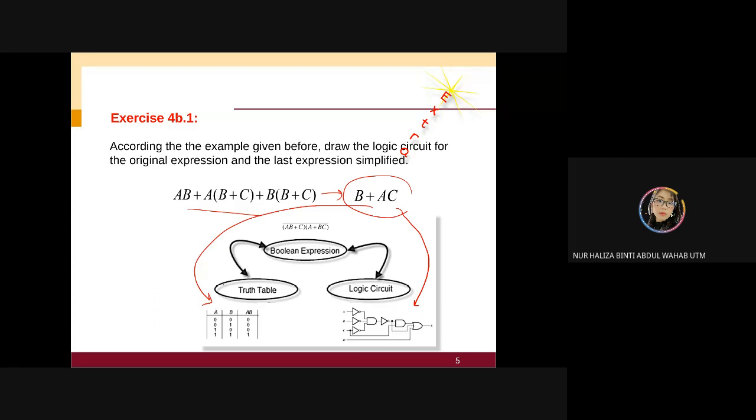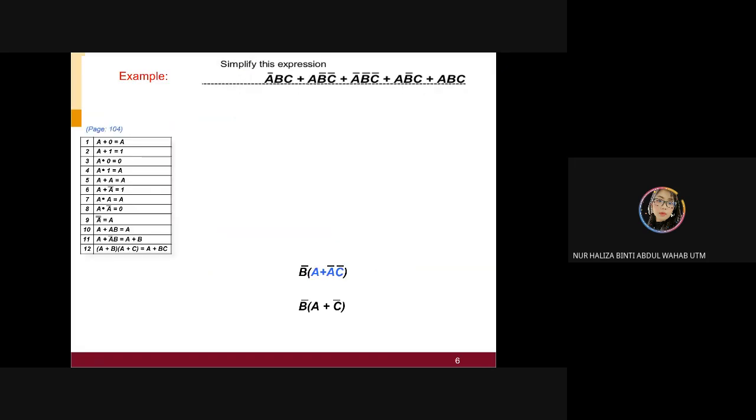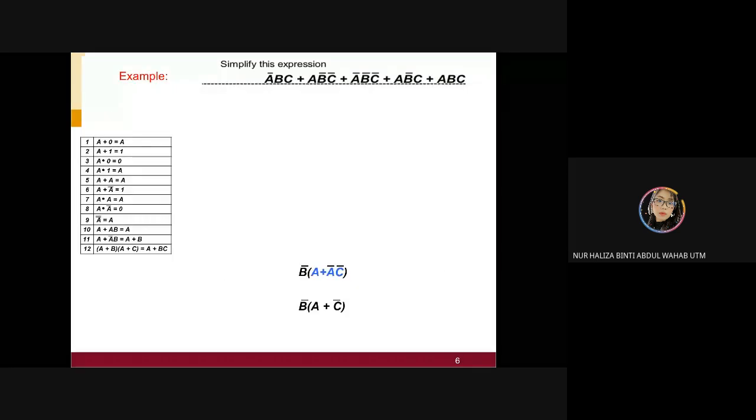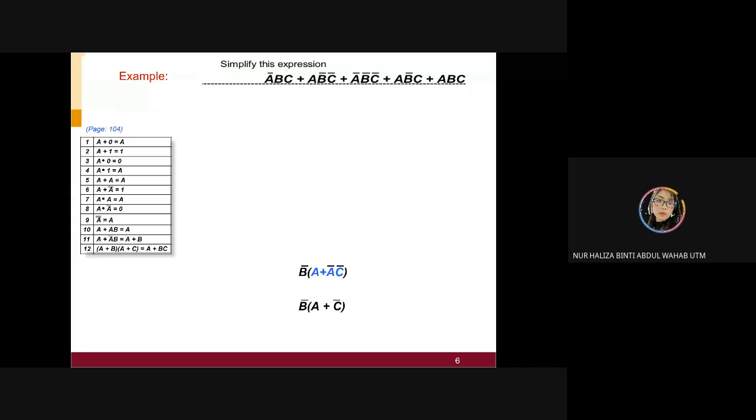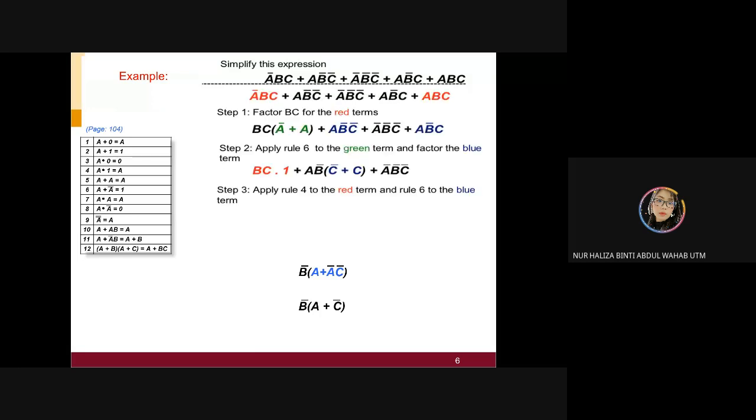So from this truth table, you can also get your Boolean expression. From this logic circuit, you can also get your Boolean expression. So today, this one is just a recap, and there is another example for you to do a simplification.